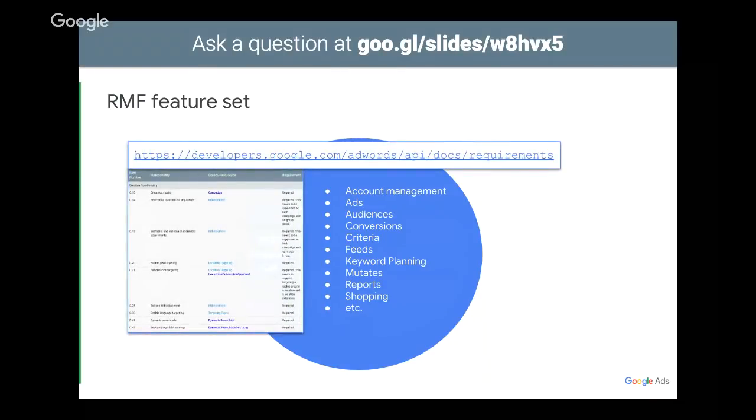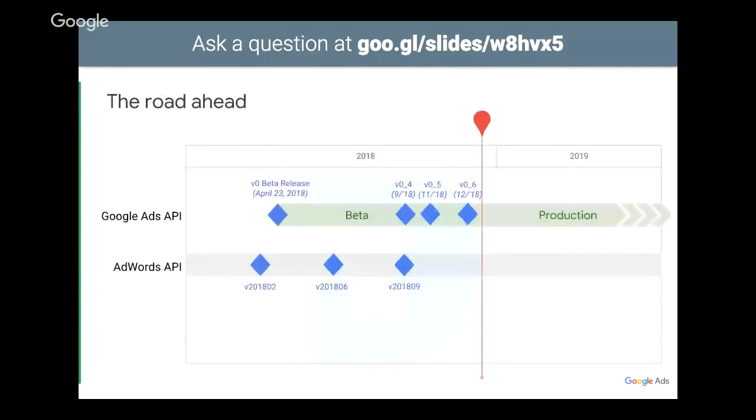If you want a little more information on the RMF, if you don't know what it is and want that laundry list of things to understand exactly what we targeted for this API, you can look on the legacy AdWords API developer site at this link here, and that will give you an idea of the core feature set that we strive to implement here. Okay, so that's where we are, and that's what we have in the API now.